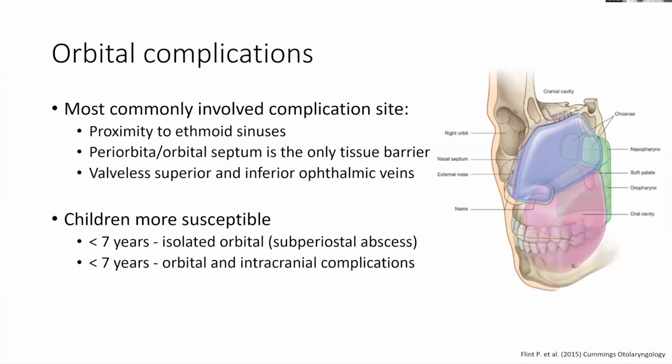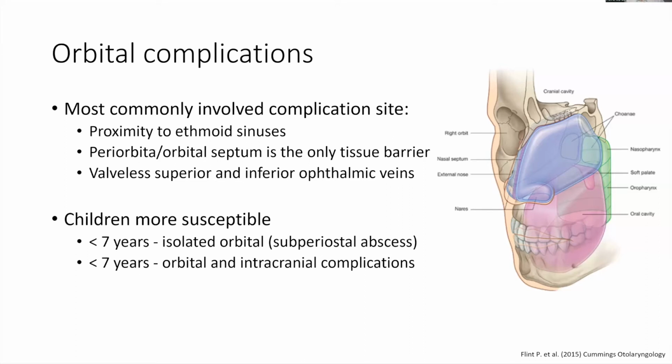I'm going to talk now about the orbital complications. Important is that the orbita is close to the ethmoidal sinuses, which are most commonly affected. Then the orbital septum is the only tissue barrier. Most importantly, there are valveless superior and inferior ophthalmic veins, which can let the infection spread towards the orbita and also intracranially.